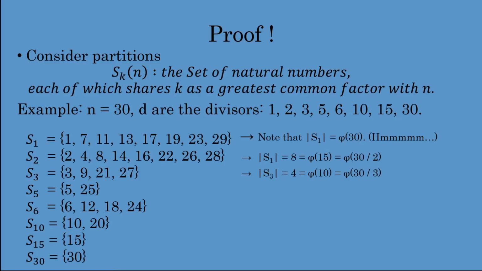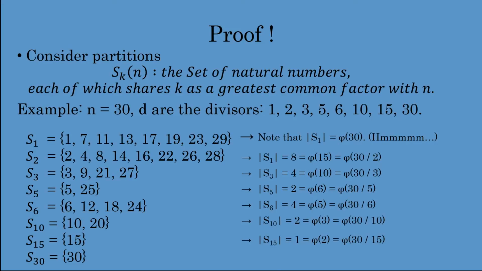S sub 3, the size of S sub 3, equals 4, which is phi of 30 over 3, excuse me. The size of S sub 5, we can do a similar thing. That equals 2, which is phi of 6. Size of S sub 6 equals 4, which is phi of 5. And we can keep doing this for each of these subsets.